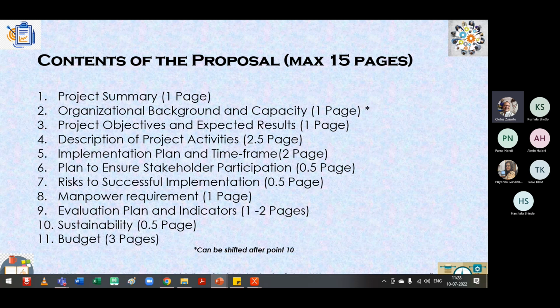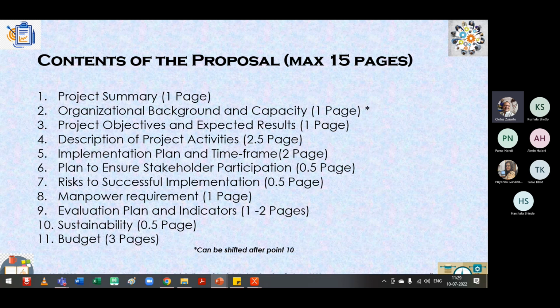Risk is something that you need to mention, maybe a quarter or a half page. Manpower or other human resource, I should change that word. Human resource requirement can be 1 page. Evaluation plans and indicators can be 1 to 2 pages, because you could always write it in one page, and then you can attach the remaining part to the log frame. Okay, and then the 10th point is sustainability can be another half page, where you look at cross-cutting issues.